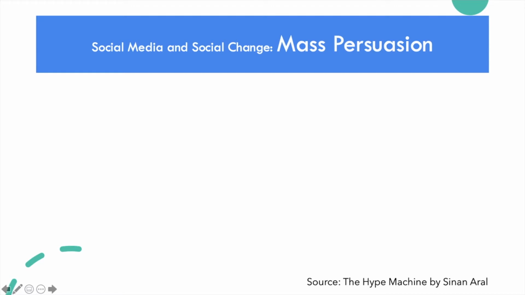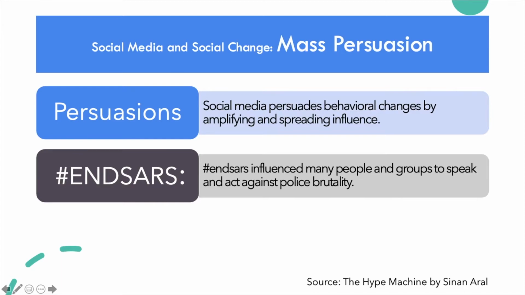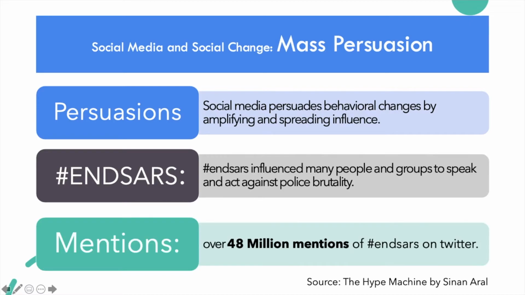So in terms of mass persuasions, social media persuades behavioral changes by amplifying and spreading influence. And this can be found in the book The Hype Machine by Sinan Aral. In the EndSARS campaign, EndSARS was being tweeted so many times, and it allowed people to speak up and act against police brutality. And this had a lot of mentions and a lot of views. There were over 48 million mentions of EndSARS on Twitter alone.